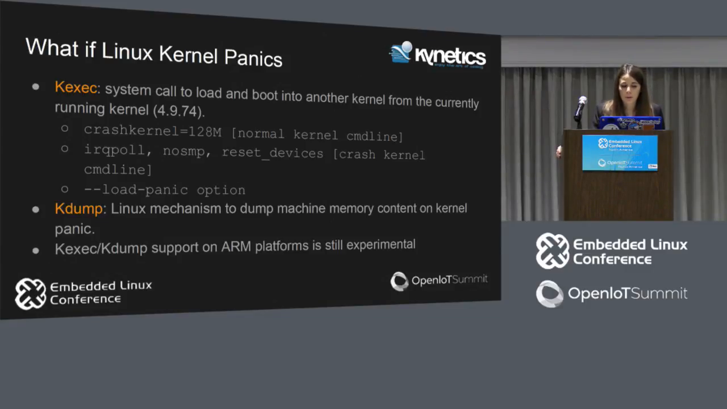This mechanism is usually used in conjunction with KDump to also dump the crashed kernel memory for further debugging. We actually didn't use KDump in this demo application. We only needed KExec. We also used two kernel images, one that is booted every time in a normal boot, and one that is executed only in case of a kernel panic. So we had to add some extra options, both to the normal kernel command line and to the crash kernel command line. And then we had to use this option to signal that the crash kernel has to be loaded only in case a kernel panic occurs.